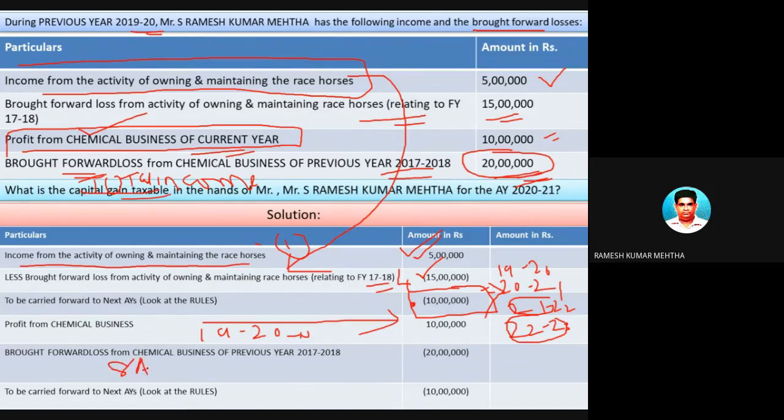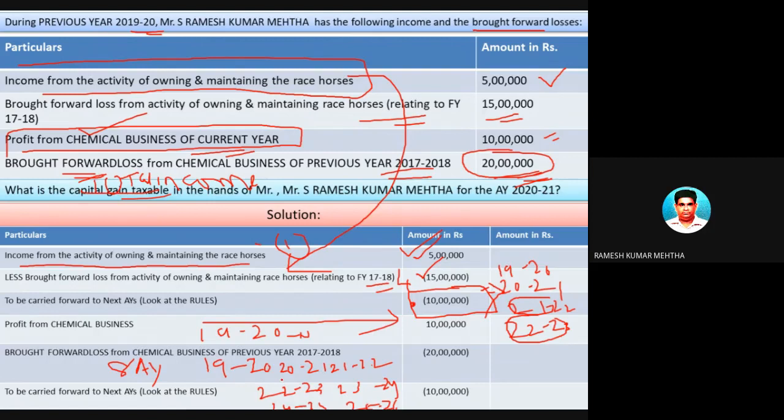So what are those assessment years? This loss was of 2017-18 previous year, that is assessment year 18-19. So it can be carried forward for 8 years: 19-20, 2020-21, 21-22, 22-23, 23-24, 24-25, 25-26, and 26-27. So 8 years it can be carried forward.